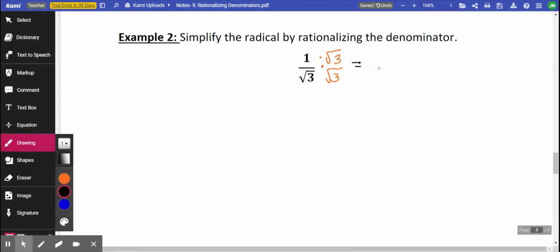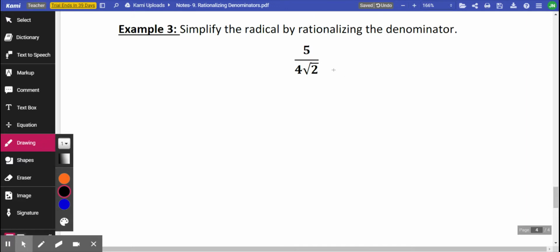So if I do that, on top, I'm left with 1 times square root of 3, which will just give me square root of 3. On the bottom, the square root and the square root cancel out, so I'm just left with 3. So my final answer is square root of 3 divided by 3. And then I can't simplify that anymore, so I'm basically done. And I don't have any square roots on the bottom, so I'm good.